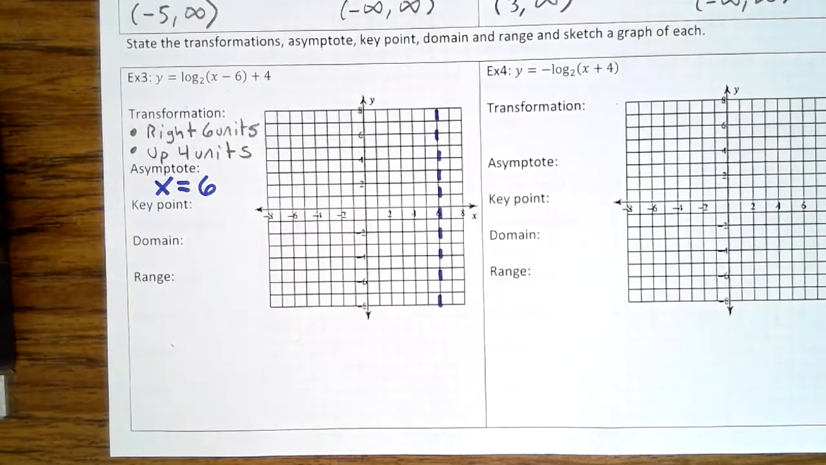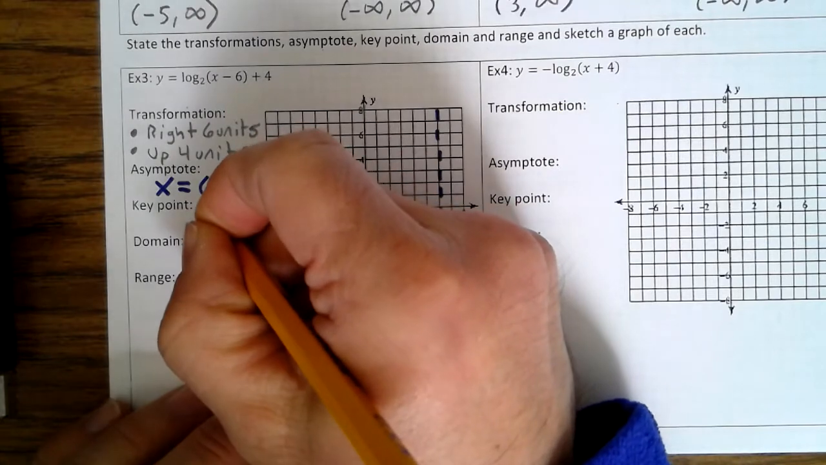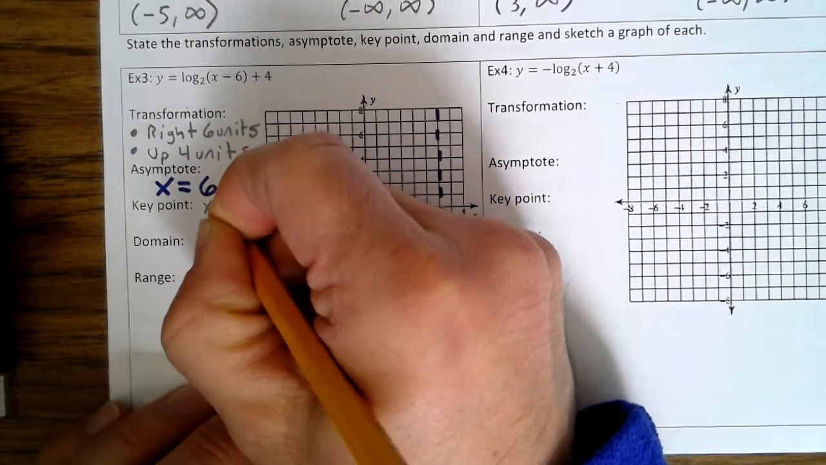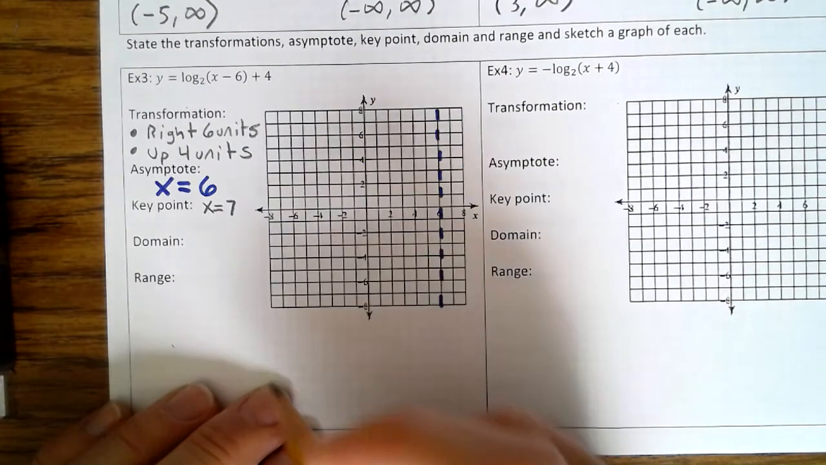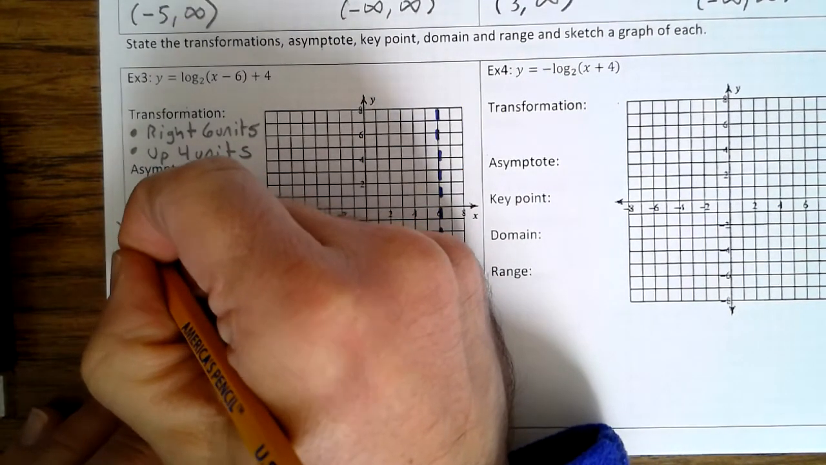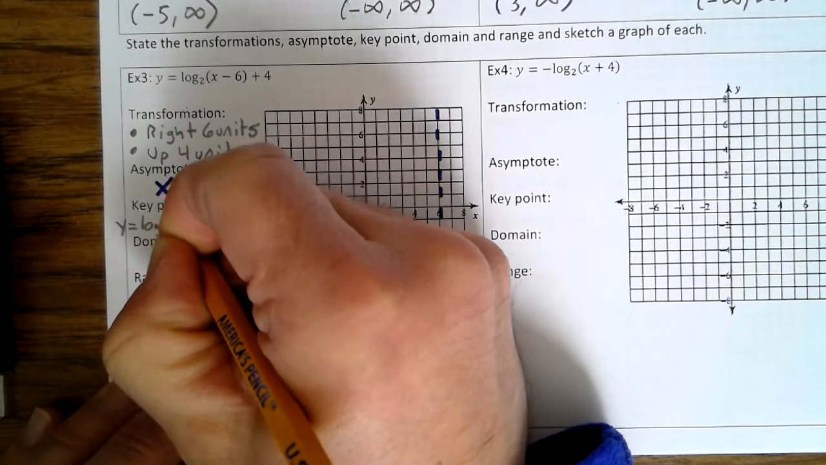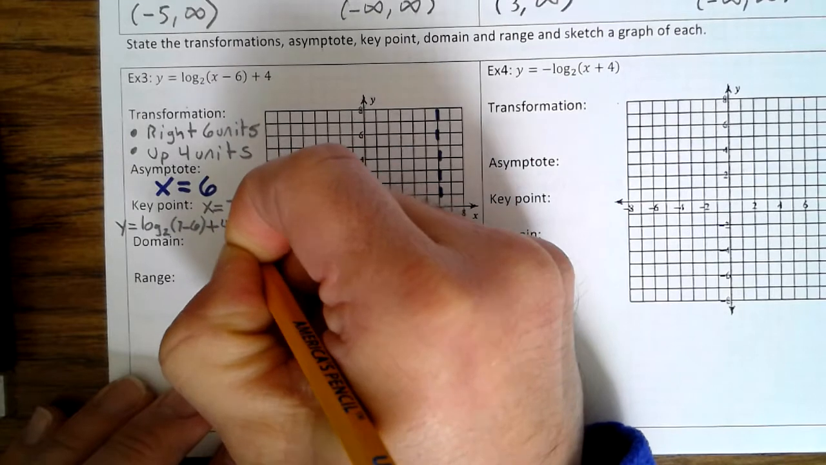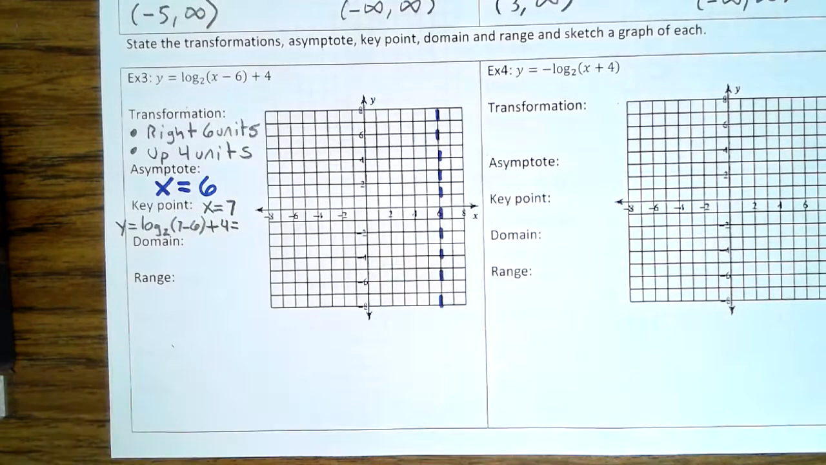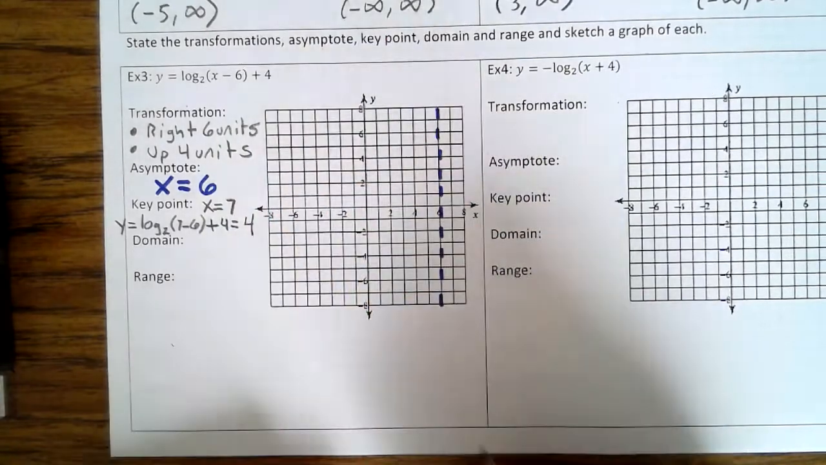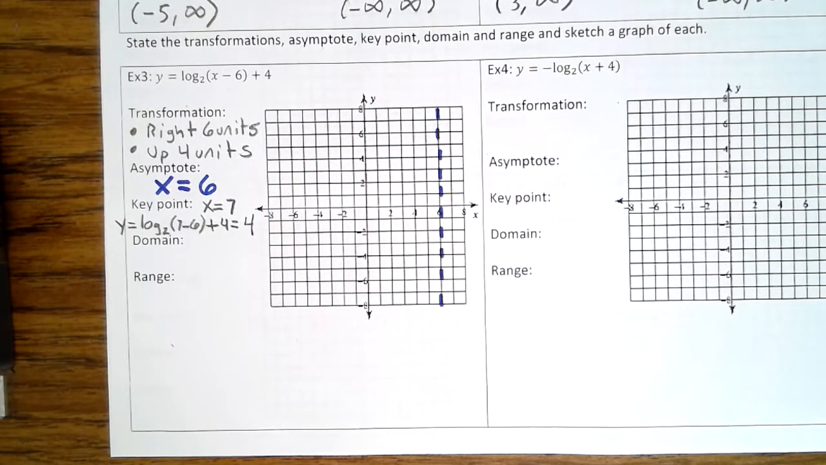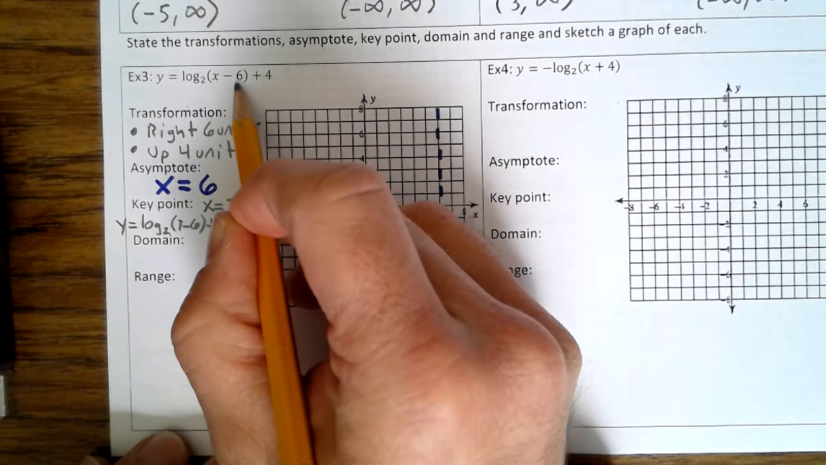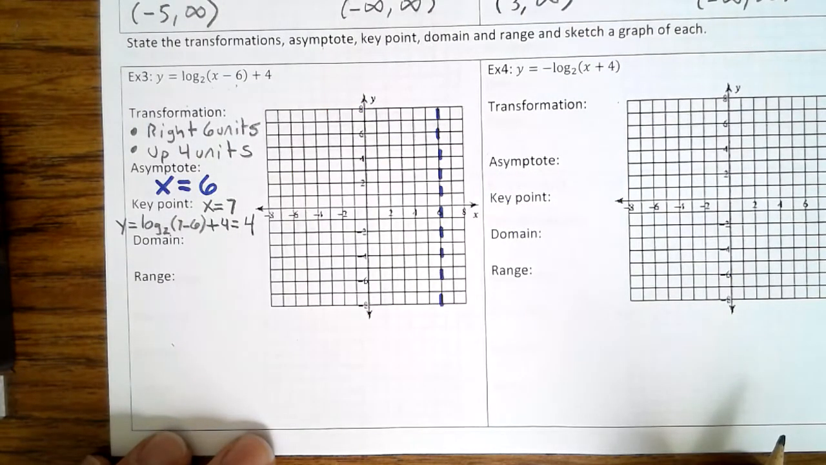Okay, now a key point. Let's use when x equals 7. So y equals log base 2 of 7 minus 6, plus 4, which equals 4. Now you notice I use x equals 7 because 7 minus 6 is 1. Okay. So our key point is (7, 4), so 6, 7, 1, 2, 3, 4.